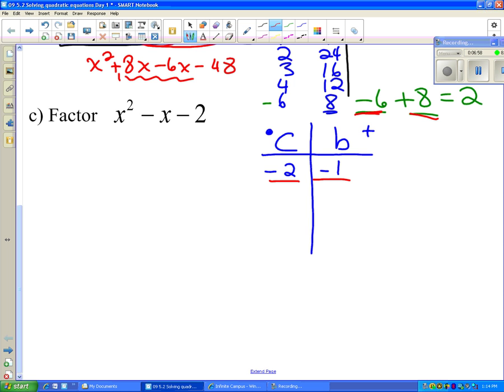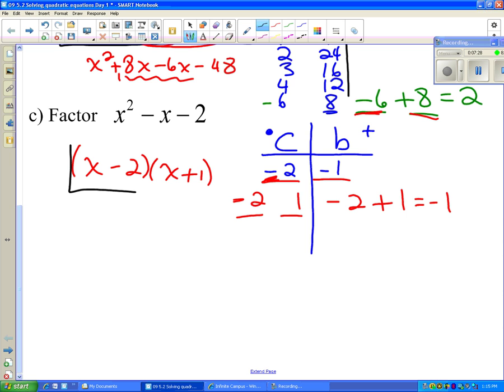What multiplies to be negative 2? Well, that's 2 and 1. One of them needs to be negative and one of them needs to be positive so that I can have a negative 2. Well, negative 2 plus a positive 1 is negative 1. So negative 2 and 1 are my factors. So this is x minus 2 and x plus 1.